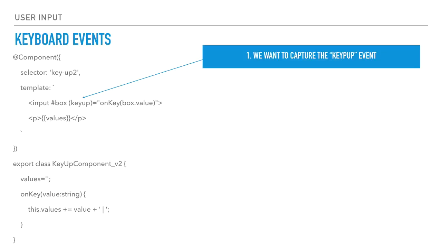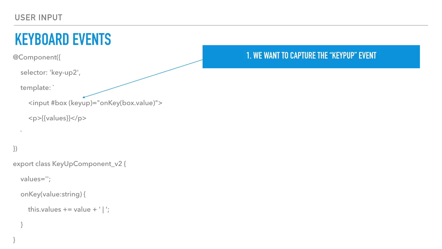In this case, we want to capture a keyboard event, in particular the keyup event. So again, we have the parentheses, we have the keyup, and we have a function in our component, that is onKey. And this is super important: we are passing a parameter that is box.value. What is that? Where does the box come from?